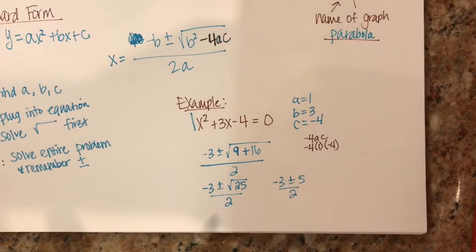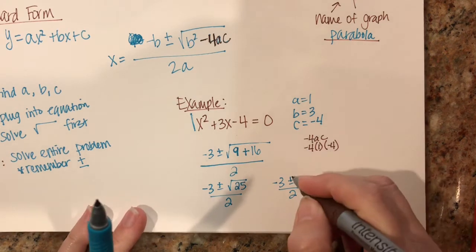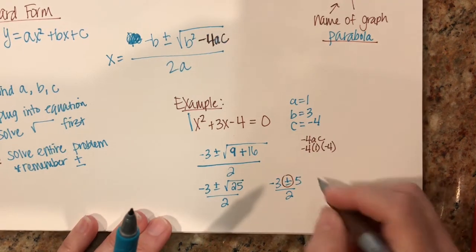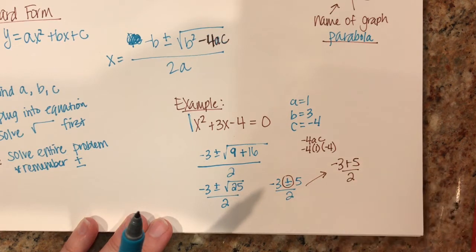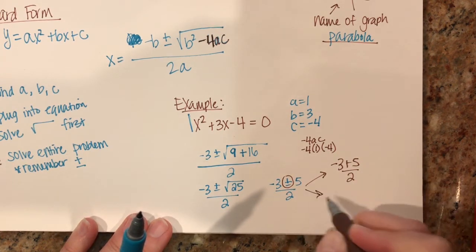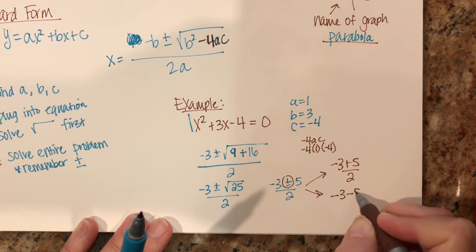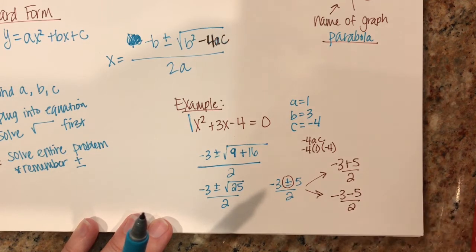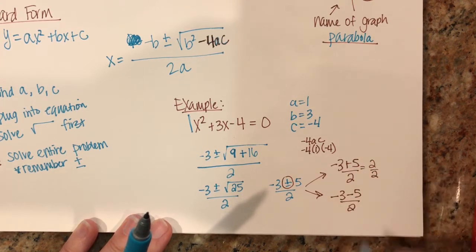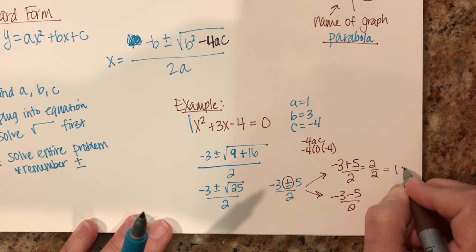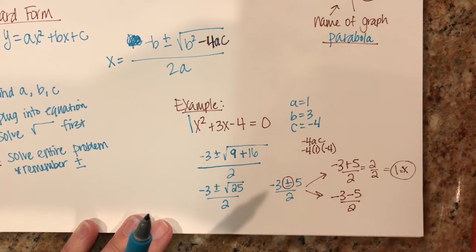What this means is we're going to have 2 answers. You pretend it's a plus sign to solve one answer, negative 3 plus 5 divided by 2. And you also pretend it's a minus sign, negative 3 minus 5 divided by 2. Make sure you do the numerator first. Negative 3 plus 5 is 2, divided by 2, and that's 1. x equals 1. That's one of the answers.